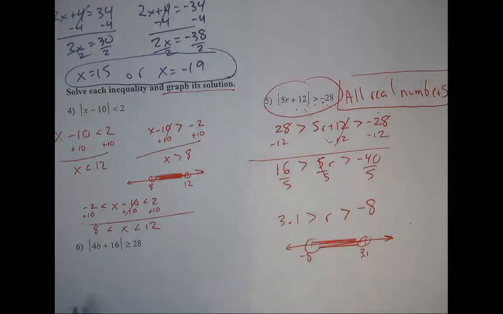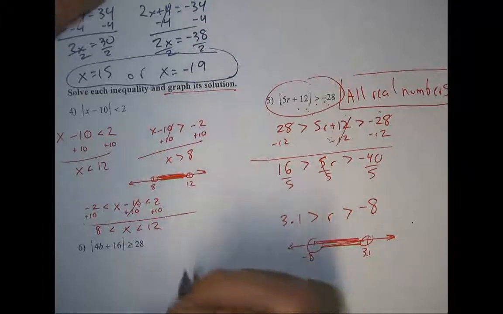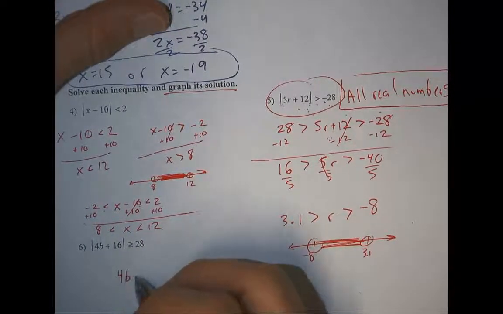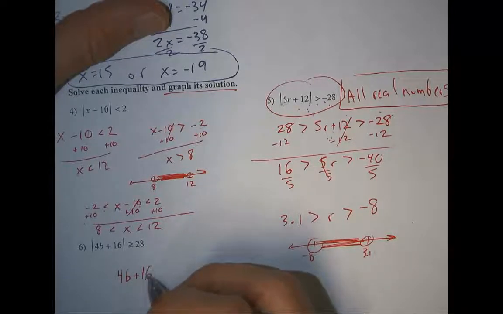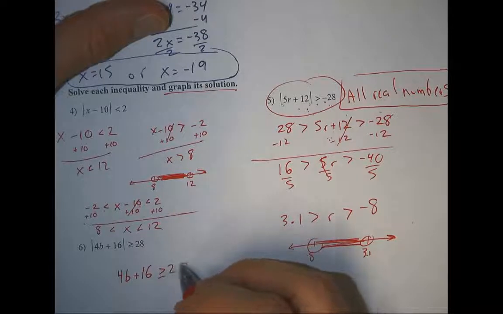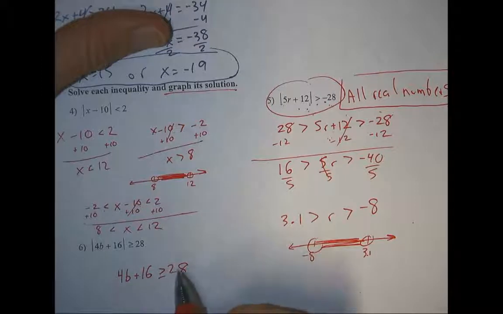All right, so the last one. This has to create something that is greater than a positive. Okay, so that is possible. So this is one that we can use the trick for. So 4b plus 16 could give us a positive number that is greater than 28, like 30. Then when you take the absolute value, it stays positive 30 and it's bigger.